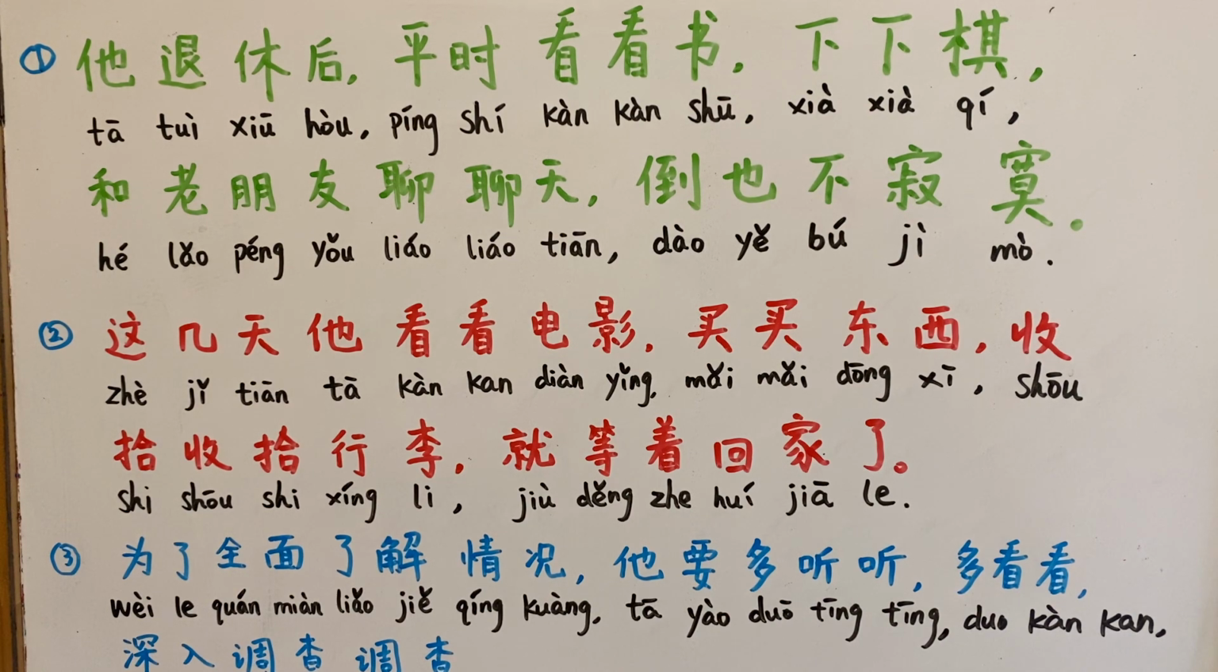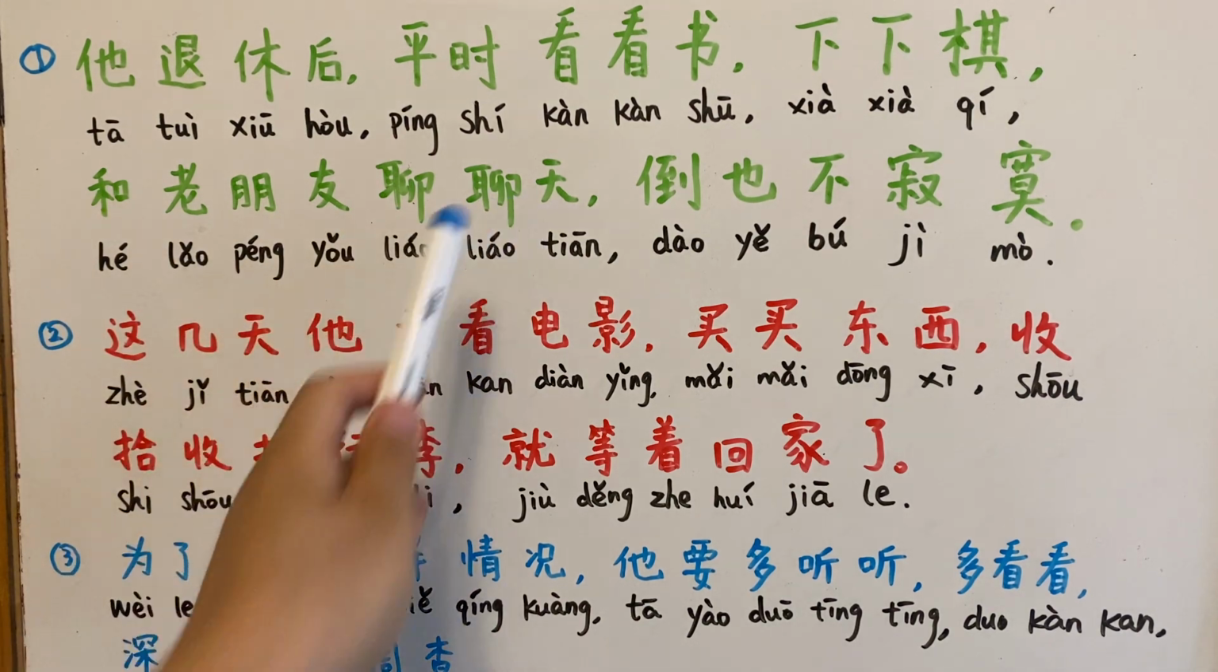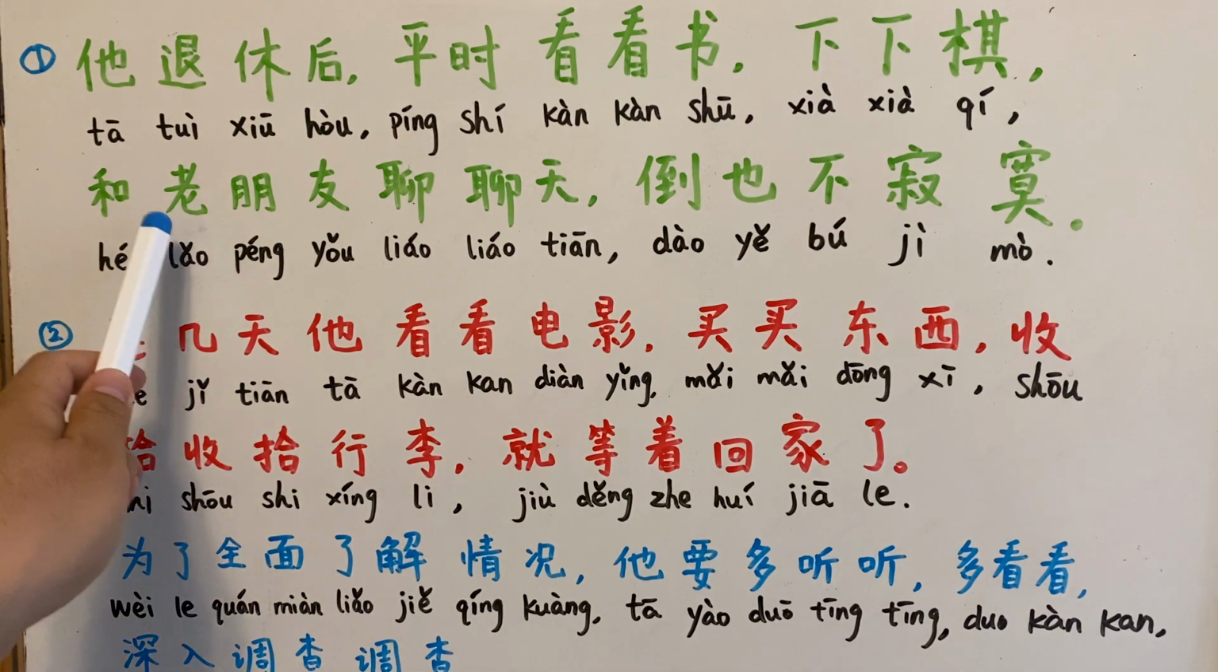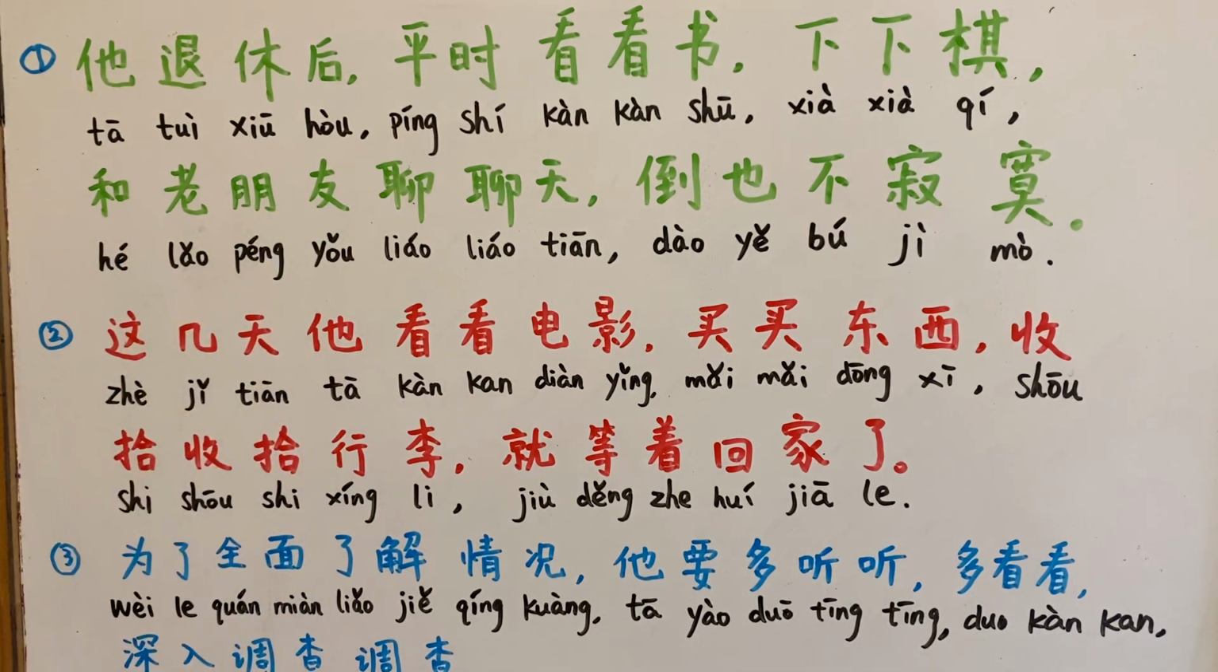He will or he would 看看书, read books. 下下棋, here in Chinese we have 象棋, so it's chess or playing poker, that kind of leisure he would like to do. 下棋 or 围棋. 和老朋友聊聊天, it means to chat, to have conversations with friends, to have fun, or to hang out with friends. 和老朋友, old friend, old buddy.